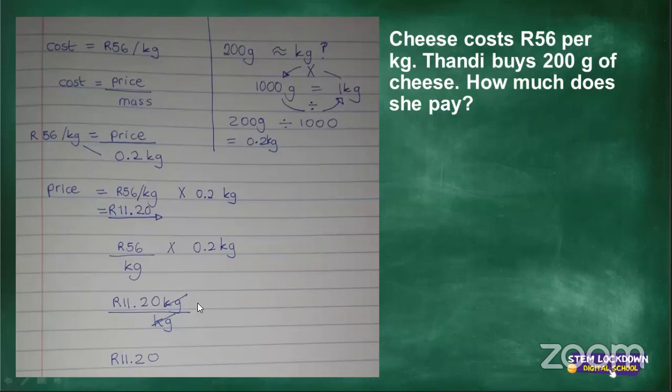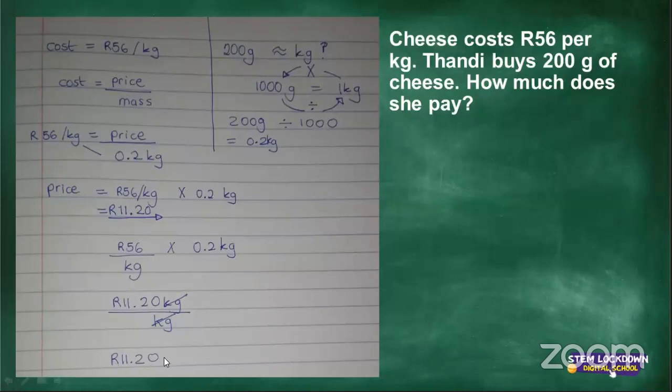Below that, I was just showing you how to play around with the units, to help you understand better the units used here. It's 56 rands, as you can see, over kilograms, multiplied by the 0.2 kilograms. So it means it's the 56 rands multiplied by 0.2 kilograms. You would get 11 rands 20 kilograms over kilograms. The kilogram on the numerator divides and cancels out with the kilogram on the denominator. Then your final answer is 11 rands 20.